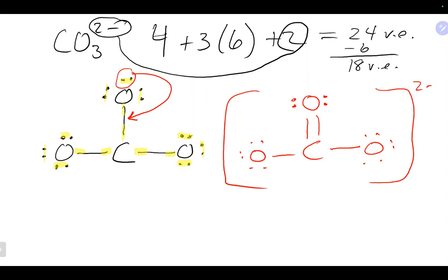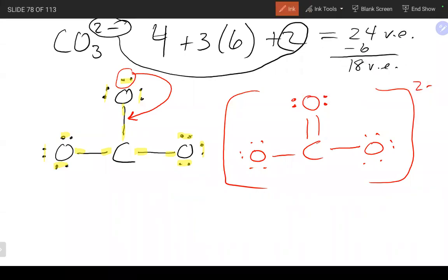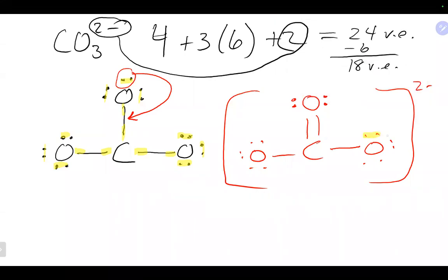Now does everybody meet the octet rule? They do. If we look at our oxygen, originally 2, 4, 6, 8. This oxygen 2, 4, 6, 8. This oxygen 2, 4, 6, and 8. And now the carbon 2, 4, 6, and 8.